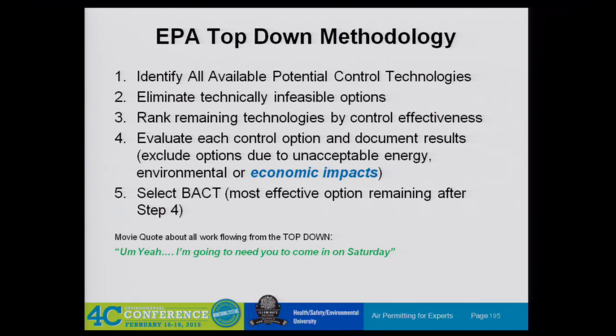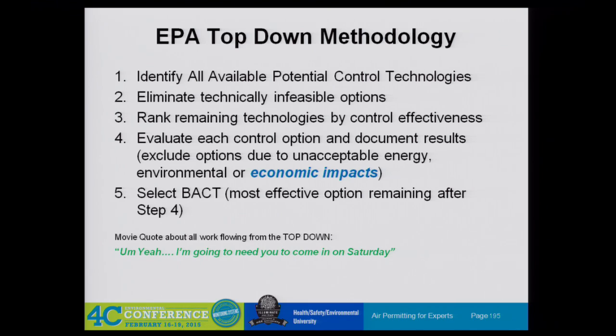So after you eliminate all the ones that are technically infeasible, then you rank them from top to bottom, from most efficient to least efficient control for your particular process. And this is just step 3. Again, don't skip to step 4 and start throwing things out. Actually rank them from top to bottom, most efficient to least efficient.